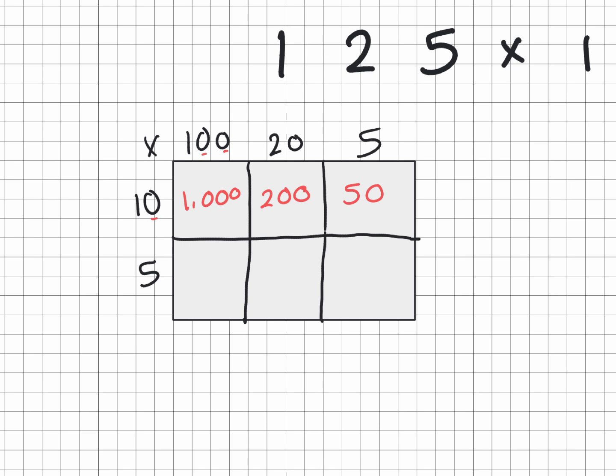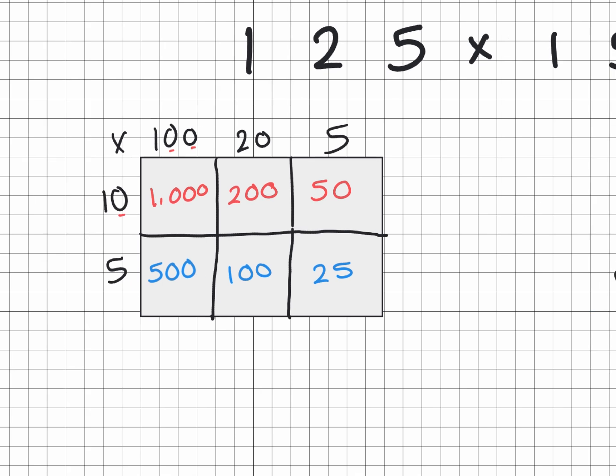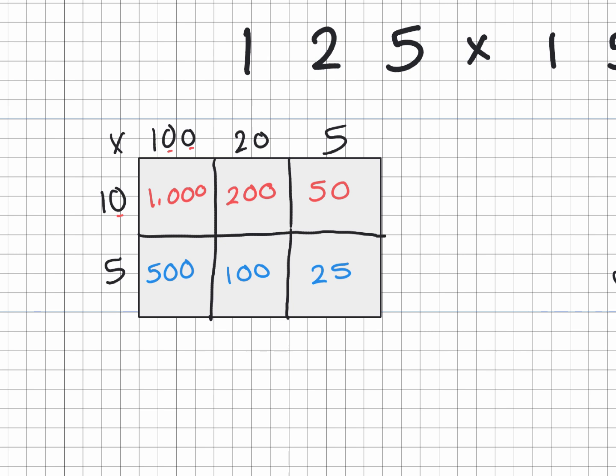The second part, 5 times 5 is 25. 5 times 20 is 100. And 5 times 100 is 500. The second part that we need to do now is we need to add them all up. Okay, so we've got 1,000, add 500, add 200, add 100, add 50, and 25.